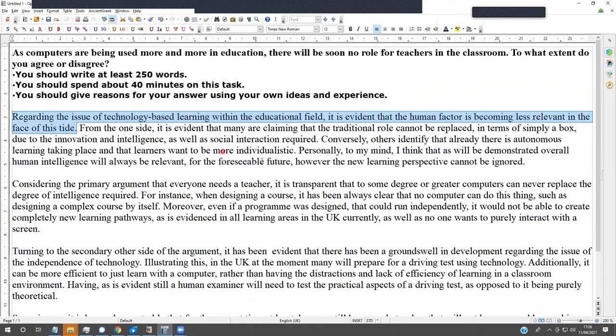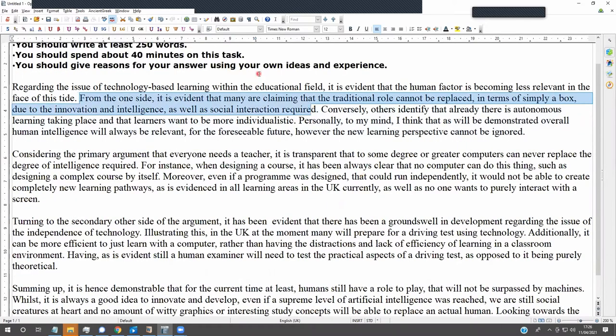From the one side, it's evident that many are claiming that the traditional role cannot be replaced in terms of simply a box, due to the innovation, intelligence, as well as social interaction required. So I'm using a nice variety of vocabulary, different from the wording of the question.